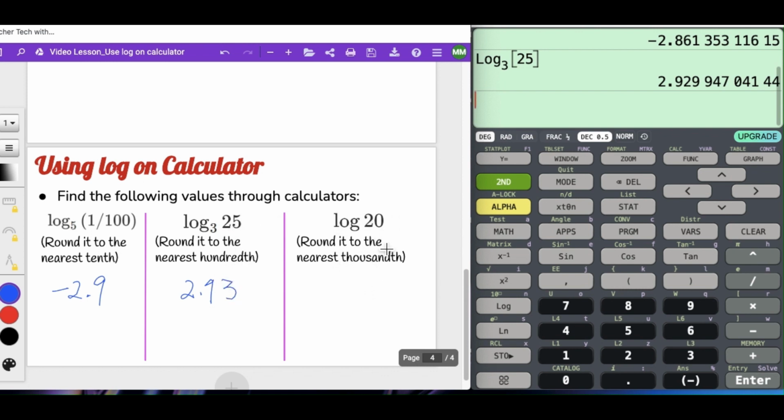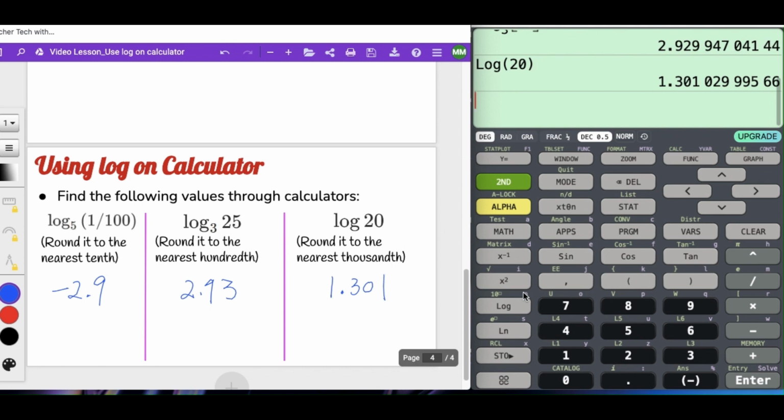For the last one, we are going to use the common log again, because we do not see a base, meaning the base is 10. We just use this log here, type 20, close parentheses, and then press enter. This one is rounded to the thousandths. As we know, thousandths means 3 digits after the decimal. The next digit is 0, so we don't need to round it up, and it's 1.301.